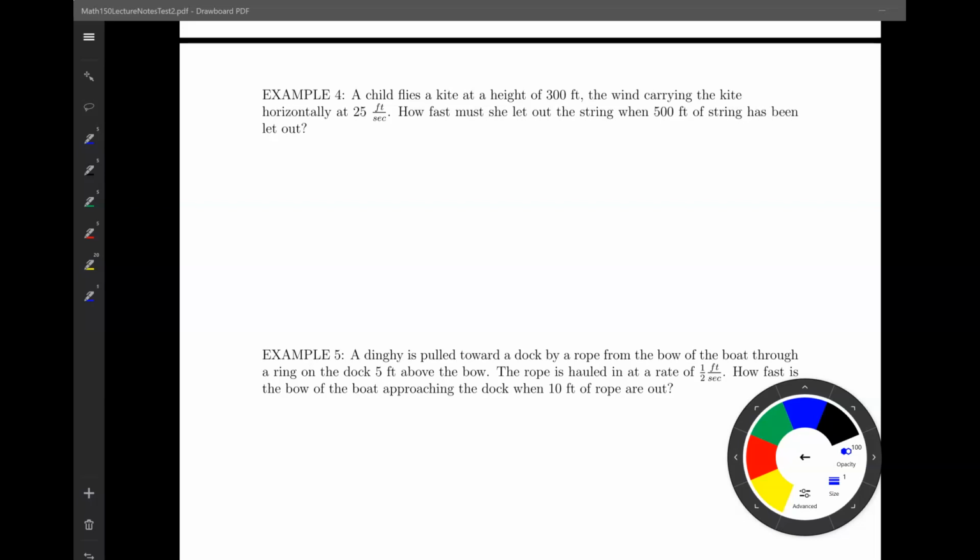All right, the training wheels are off. There's no helps over here, but you know what to do. Find rate, given rate, equation, and when. All right, so let's get a picture going on here.